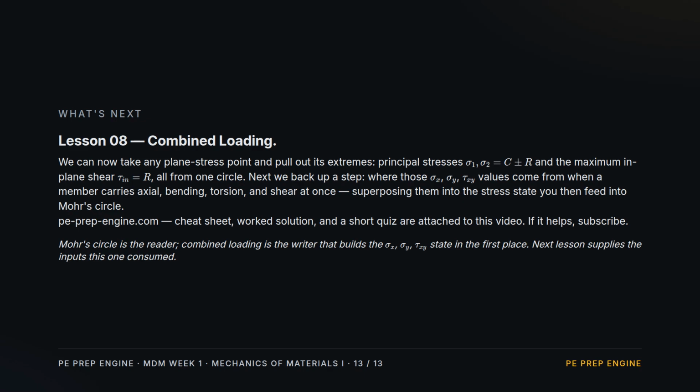Next up, Lesson 8, Combined Loading. We can now take any plane stress point and read its extremes off one circle, the principal stresses and the maximum in-plane shear. Next, we go one step upstream and build that stress state, superposing axial, bending, torsion, and shear on a single member to get the very inputs Mohr's circle needs.